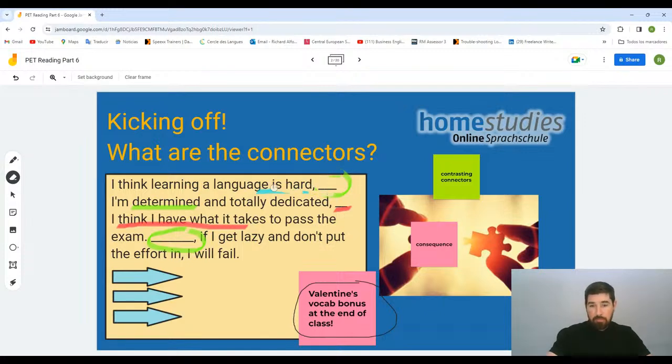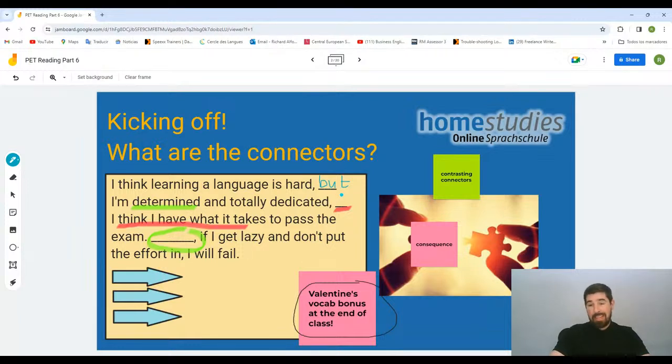So the first one, a contrasting connector, is but. Okay, short word. We can use this to balance two ideas. Let me write that here. Okay, so B-U-T, but. Okay, two contrasts. Nice and easy. Okay, good for your writing.